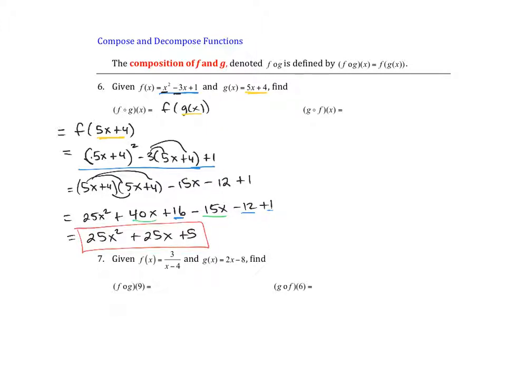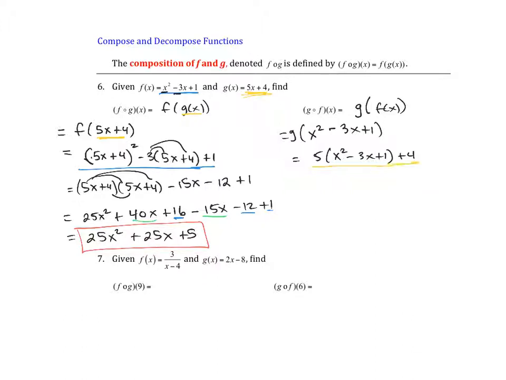Let's try another one. So here I'm going to take, and my input into g is going to be f of x. It's going to be my output from f of x, okay? So here we go. f of x is x squared minus 3x plus 1, okay? So that's what I'm going to input into my g function. My g function is 5x plus 4. But instead of x, I have now x squared minus 3x plus 1. And then just copy that plus 4.